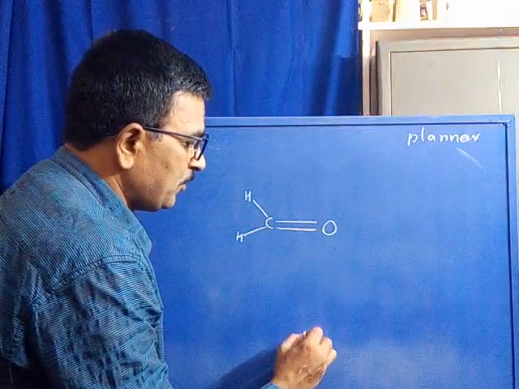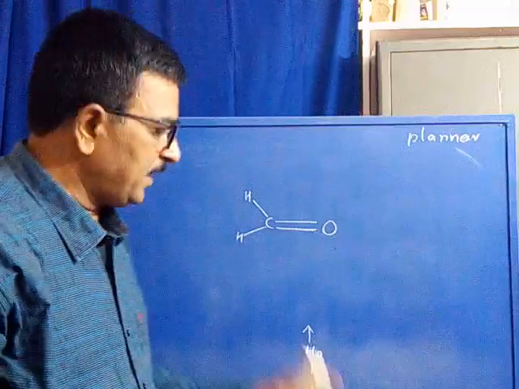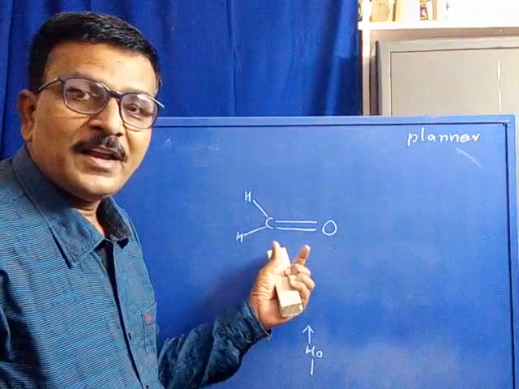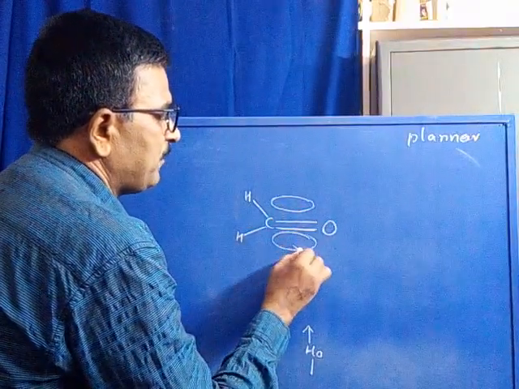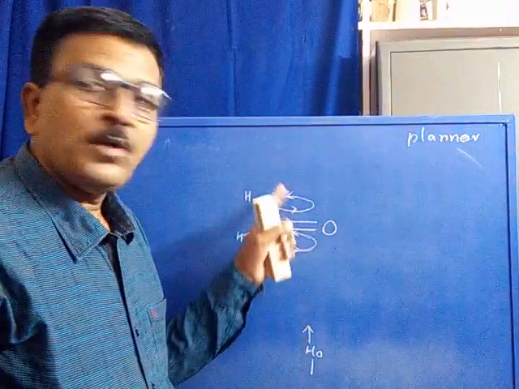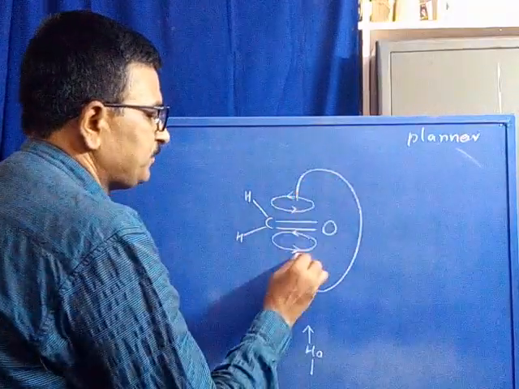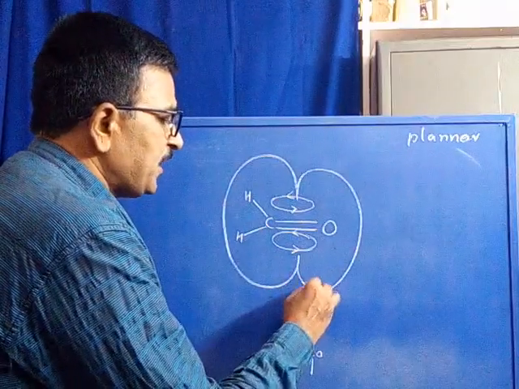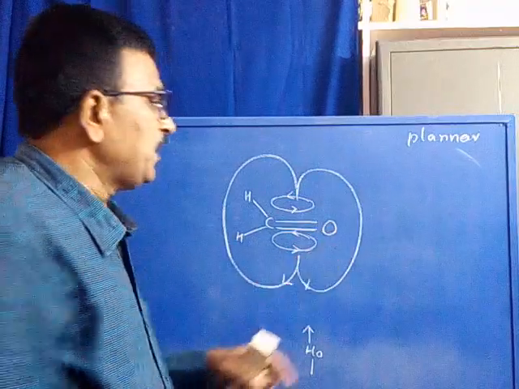When we apply a certain amount of external magnetic field, this will induce the pi electron cloud of the aldehyde group to circulate above the plane and below the plane. This circulating electron cloud above and below the plane of the aldehyde group produces a secondary magnetic field, which is diamagnetic at exactly the center of the carbon and oxygen nuclei.